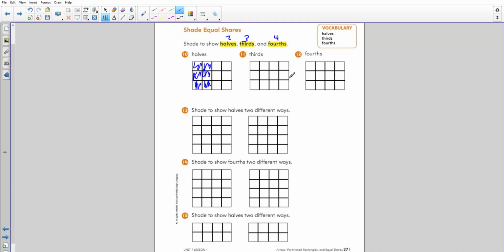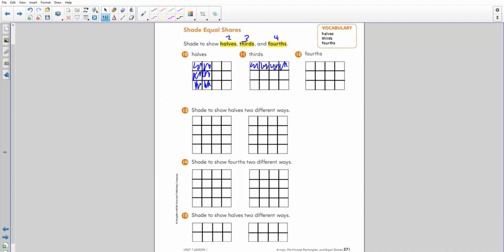Thirds for the same rectangle with those lines. How will I do that? Well, I can't color in those 6. Maybe I should try to make some columns. I'm going to do 1, 2, 3, 4. Here's 1 column. Now let's see. I'm going to switch to another color. Grab another color yourself. All right.